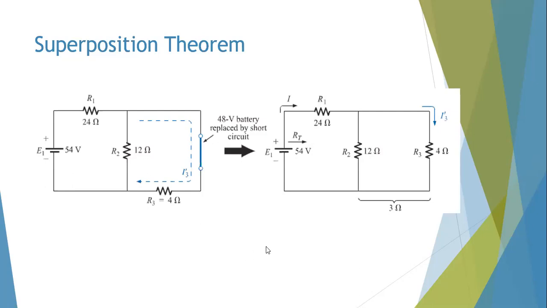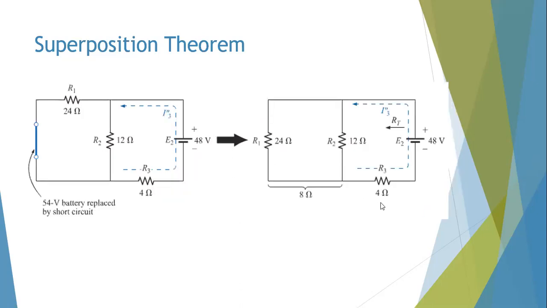So if you combine the 12 ohm and the 4 ohm, you get 3 ohms here. And then if you take the 3 ohms and use it to replace these two here, then you get a total resistance of 24 plus 3, 27. So the current which is flowing across these two now would be 54 divided by 27, and you get 2 ampere.